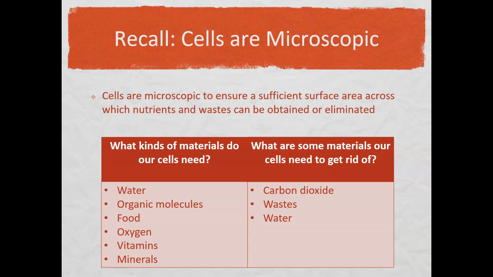And the cells need to be small enough to get a sufficient surface area for all of those nutrients and wastes to cross. So things like water, organic molecules like proteins and carbohydrates, food, oxygen, vitamins, minerals, those are all the things that your cells need to take in from their environment. So that all needs to cross the cell membrane. And then it makes other sorts of wastes, water being one, carbon dioxide often being another, that also then need to get out of my cell. So in order to move these materials efficiently, I need enough surface area to do it.